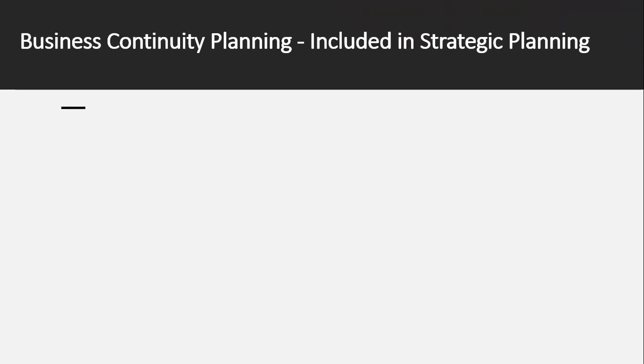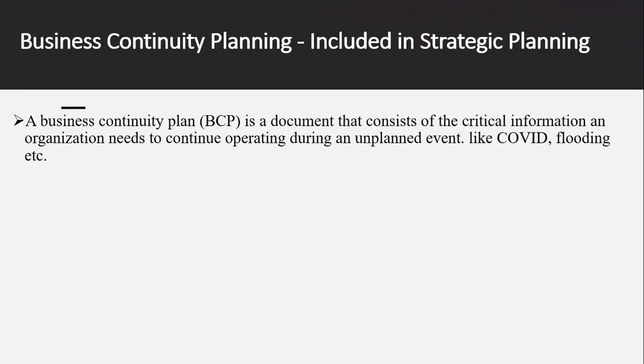Business continuity also needs to be included in strategic planning. Also known as BCP, it's a document that consists of the crucial information an organization needs to continue operating during an unplanned event, just like most recently, we experienced COVID, flooding, etc.